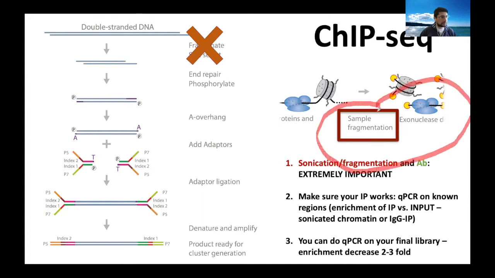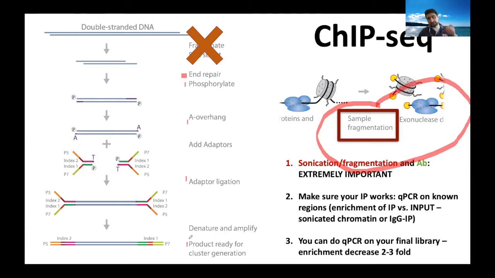Wow, where is my mouse? Okay. After you do DNA purification after the IP, you don't have to fragment anymore. You can just go ahead and perform end repair, phosphorylation, A-tailing, adapter ligation and PCR, okay?